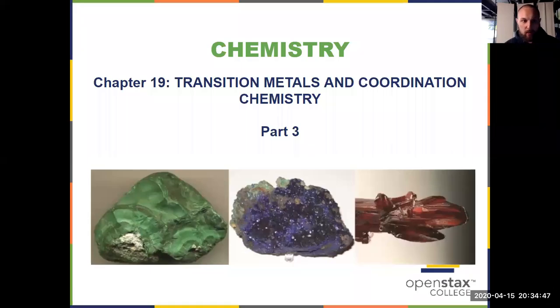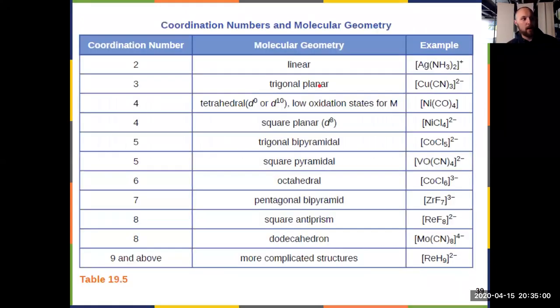Our third video in chapter 19 is going to be a short one here, just to talk about the structures that these transition metals like to form. And take a look at the chart that we have here from your textbook, table 19.5, and think about this compared to the molecular geometries that we discussed in chapter 7 last semester.